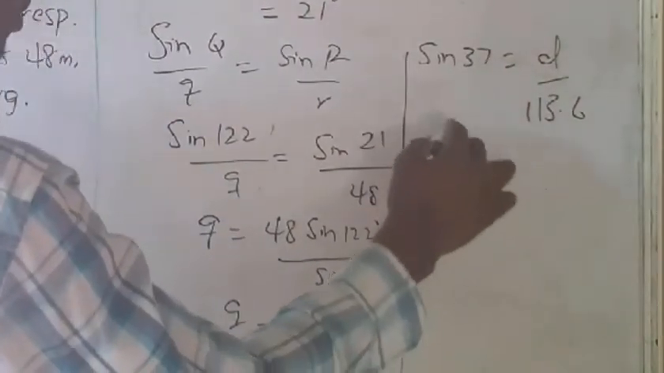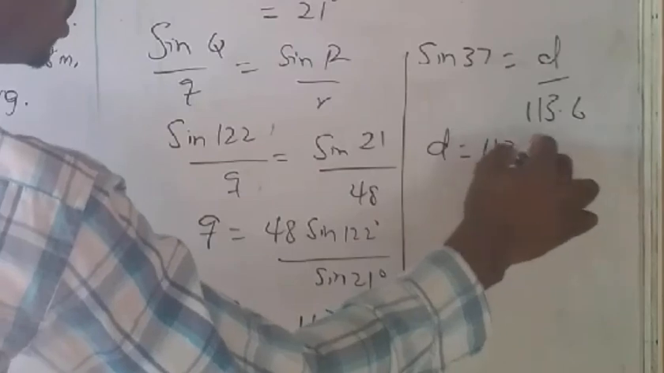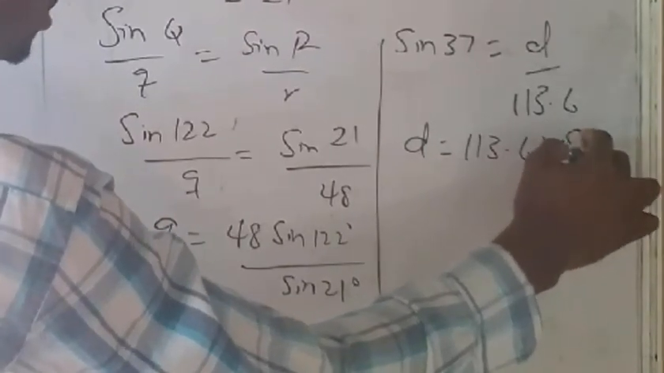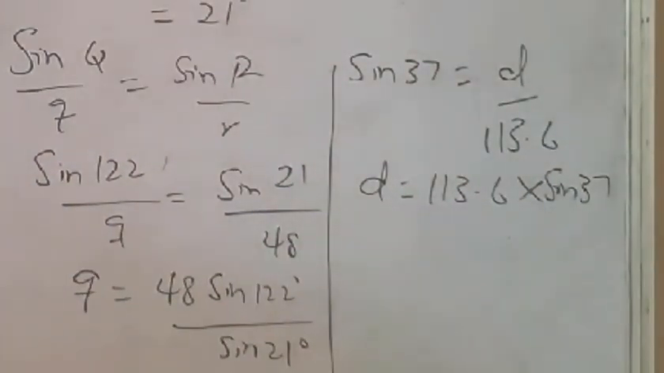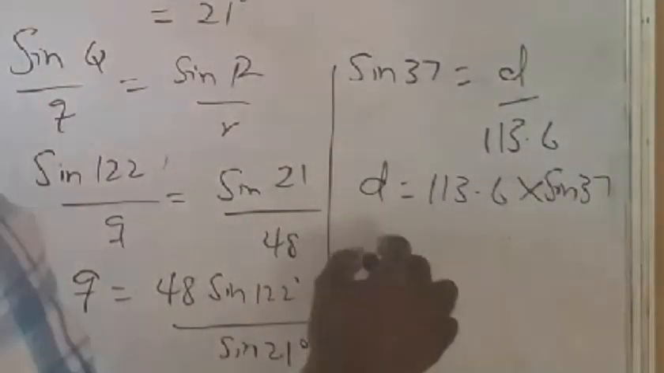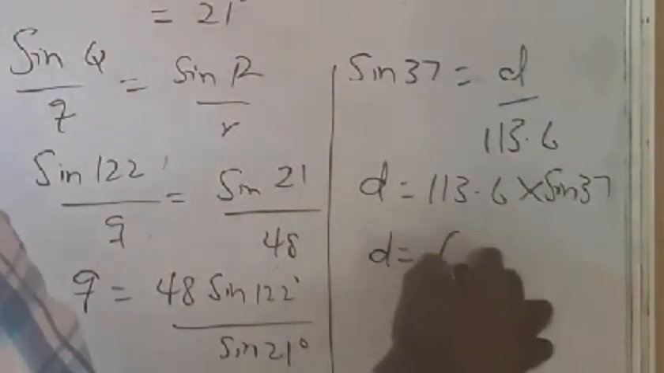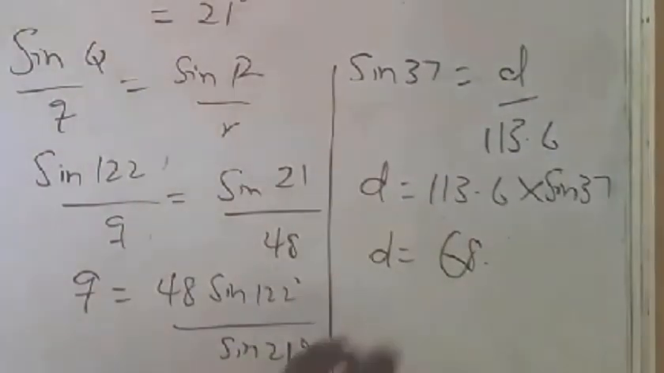113.6. Now on solving, we have h equals 113.6 times sine 37. In which case, we have our answer: h equals 68.36 meters.